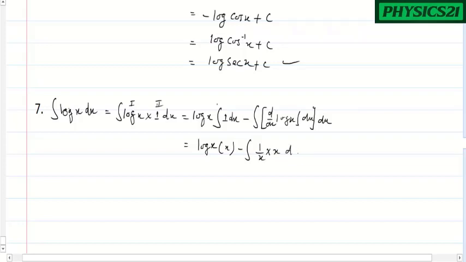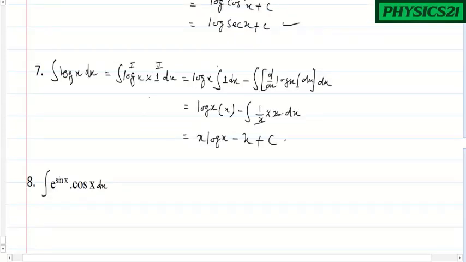Now integration of all. In the next step we write x log x minus this x, and this x will cancel out, so there will be only dx. Integral coefficient of dx with respect to x will be 1, and plus constant of integration. Integral coefficient of 1 with respect to x will be x, and there will also be a constant of integration, that will be the integral coefficient of log x.